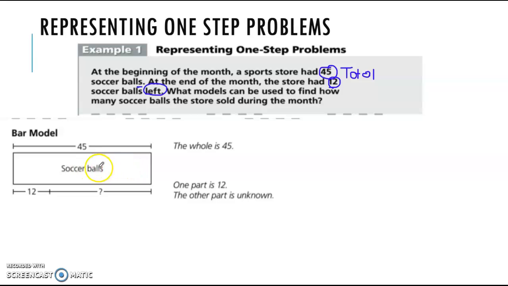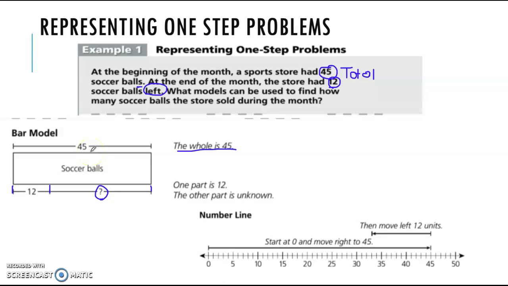So using a strip diagram, I represent that the whole is 45 because that's how much they started with. And here I have two parts. I have the part that is 12, which represents what was left at the end of the month. And then I have the second part here that is my unknown. This is the part that was actually sold. So in order to find that part, I need to subtract the 12 that was left from the 45 that they had at the beginning.